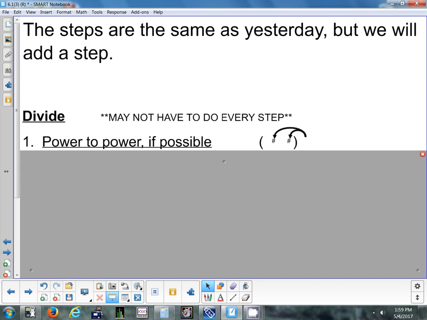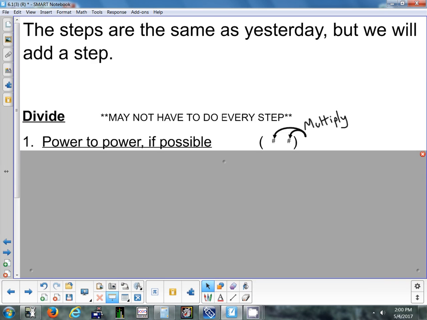Again, we may not have to. There might be no parentheses there. And remember, just as a little visual for you guys, here's the exponent on the outside, and we're going to multiply it in to every exponent on the inside. If you need to, you can write in multiply. So again, there's going to have to be parentheses there to do power to a power. There's going to have to be a number outside the parentheses to do that.